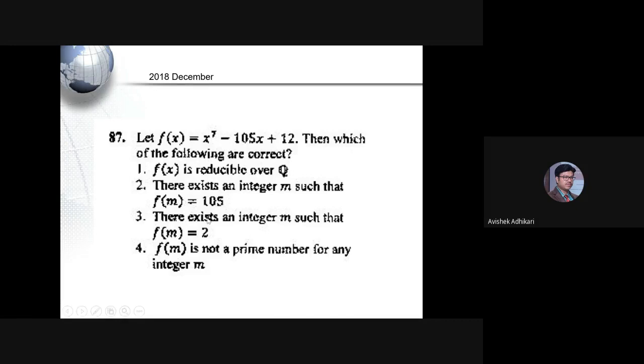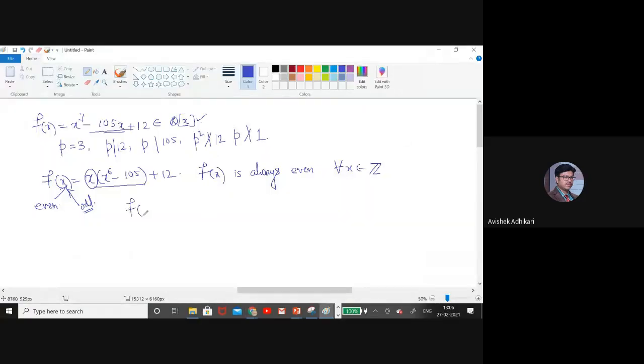It says that there exists some integer m such that f(m) equal to 2. From this argument, we directly cannot violate it, right? It says that m would be an even integer and 2 is an even integer, so you cannot directly negate from here. Now consider another polynomial g(x), which is nothing but f(x) minus 2. So how does g(x) look? g(x) equal to x to the power 7 minus 105x plus 10.